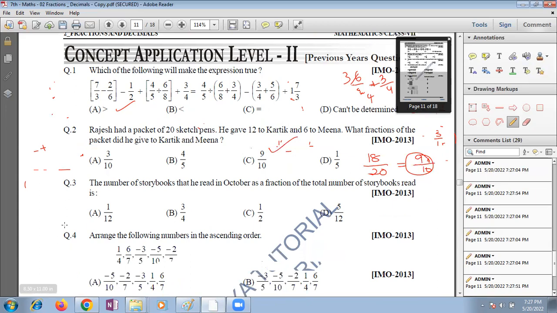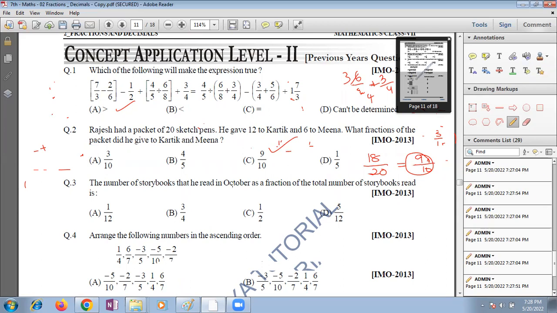Next, question number 3. Rishikesh, can you read question 3? Yes, ma'am. The number of storybooks that he read in October as a fraction of the total number of storybooks read is. The number of storybooks that he read in October as a fraction of the total number of storybooks.